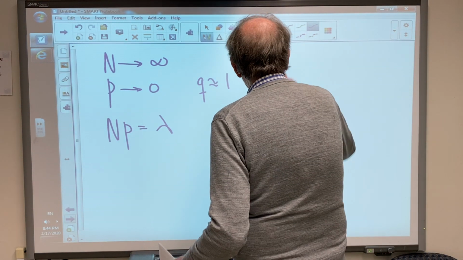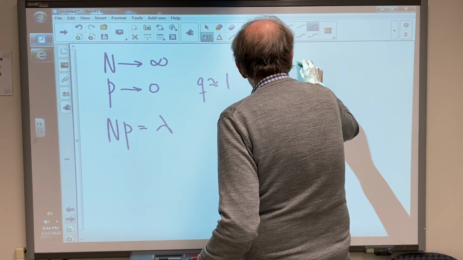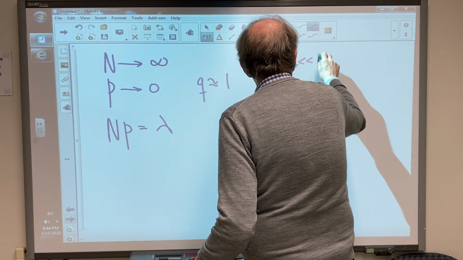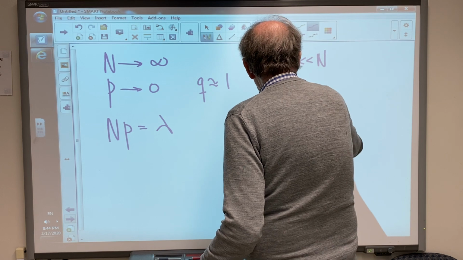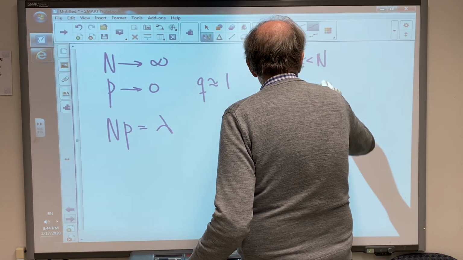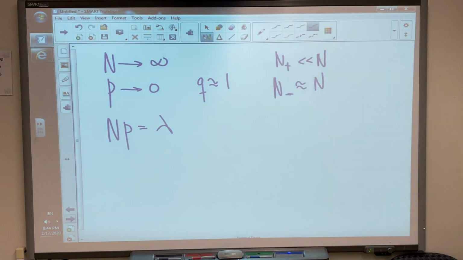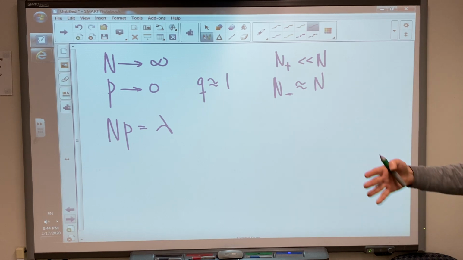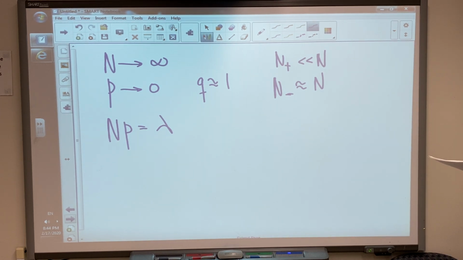So we are in the case where n plus is a number much, much smaller than n, and n minus is a number of order n. So when you're studying processes that have very small likelihood, you want to study the probability of getting 1, 2, 3, or 4 events of that small process.